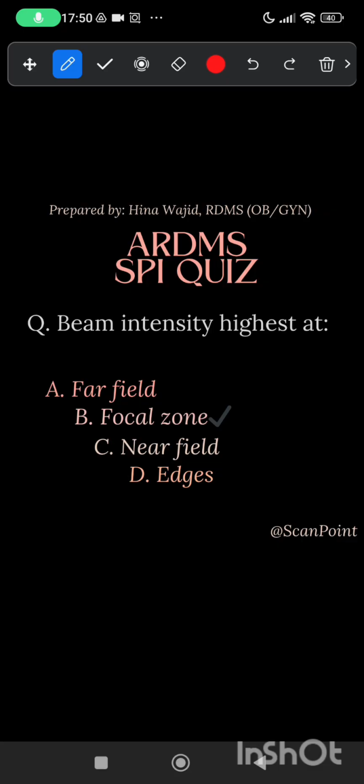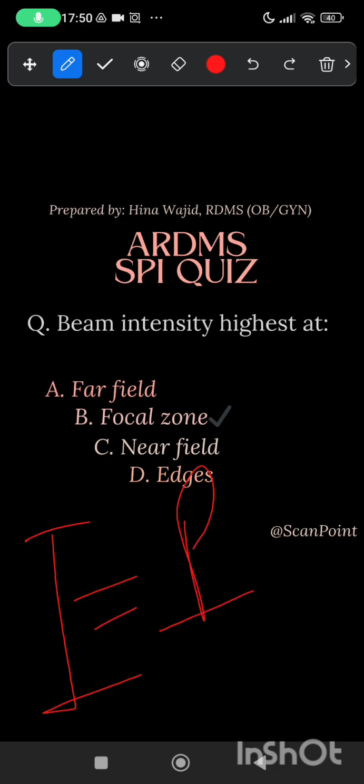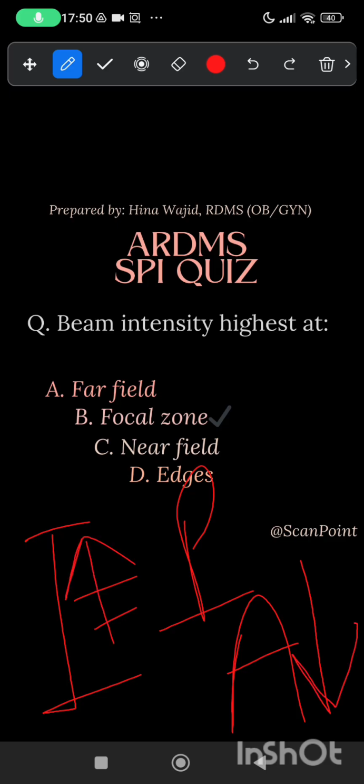So we have a formula: intensity is equal to power divided by area. So when area decreases, intensity increases. Both are inversely related. As a beam becomes narrow, with the smallest area, the intensity rises. The narrowest point is the focus point, the focal zone. Spatial peak intensity is also present at the focal zone.